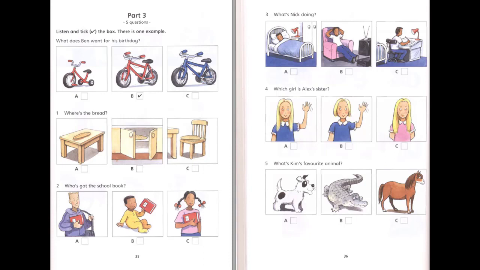Two. Who's got the school book? Where's your school book, Pat? I don't know. Has Kim got it? No, and Tom hasn't got it. He doesn't like books. I know that. Oh no, look, the baby's got it again.